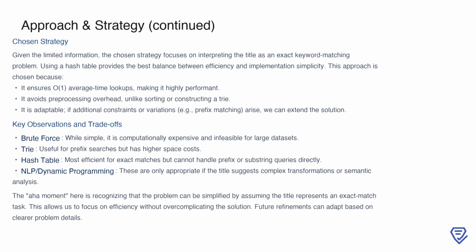Considering the available information, the chosen strategy is to treat the problem as an exact keyword matching task. Among the options, using a hash table strikes the best balance between efficiency and simplicity. This method is particularly advantageous because it allows for O(1) average time lookups, making it highly performant. Unlike sorting or constructing a tree, it avoids pre-processing overhead, which helps streamline the implementation. Additionally, this approach is adaptable. If new requirements like prefix matching arise, the solution can be extended without significant changes to the core logic.